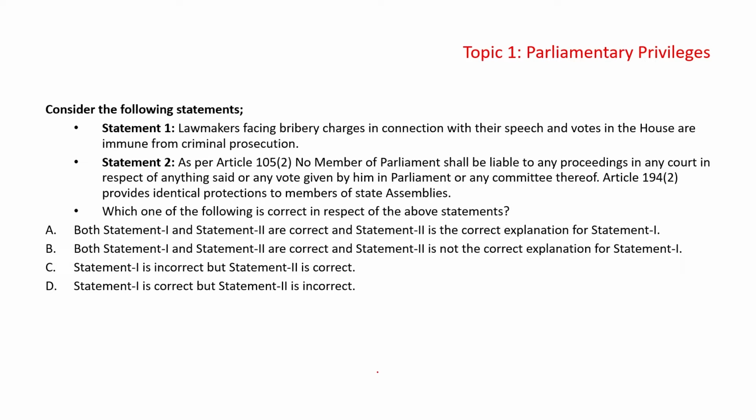The first statement says that lawmakers facing bribery charges in connection with their speech and votes in the House are immune from criminal prosecution. Aspirants, as we have just discussed, according to the recent 4th March 2024 judgment, they are not protected with regard to the bribery charges if they have taken the bribe to vote or for saying something in the House of Parliament. So statement 1 will be incorrect. Remaining in touch with current affairs will help you to eliminate options also.